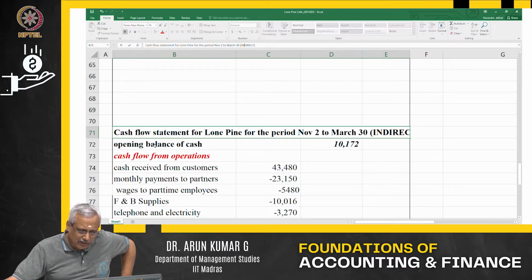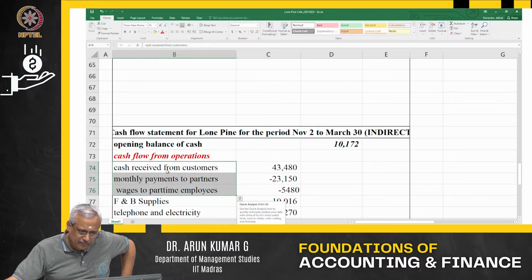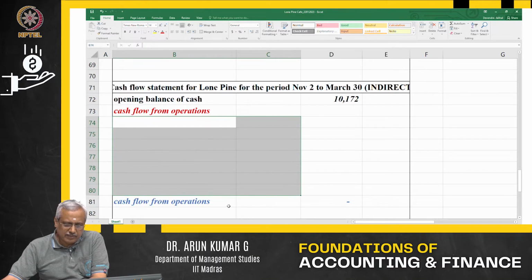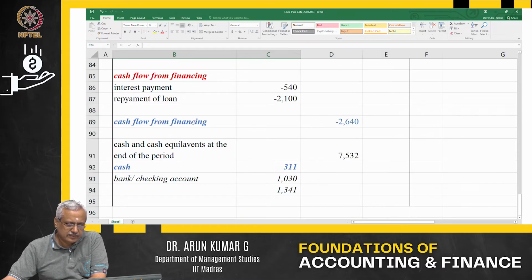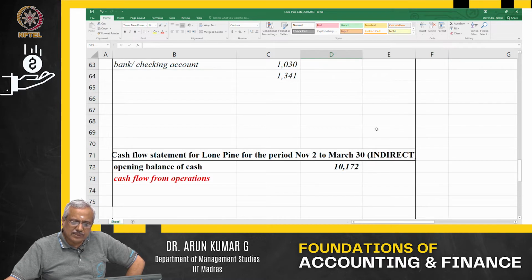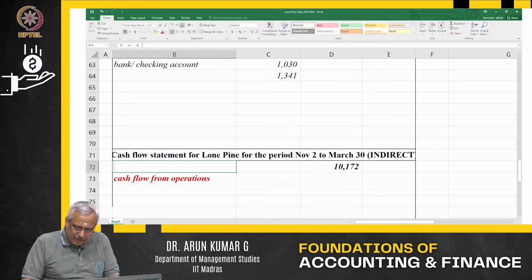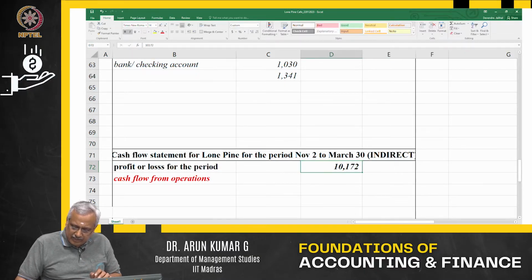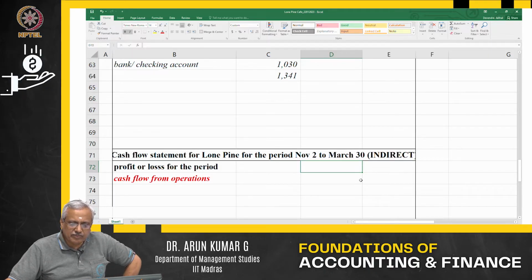Now let me take all these things out. I'm just going to get my balance sheet ready here. Let's do the indirect method in this case. When we do the indirect method, what is it we start with? We don't even start with this; we start with the profit or loss for the period. What is the profit or loss for the period here?